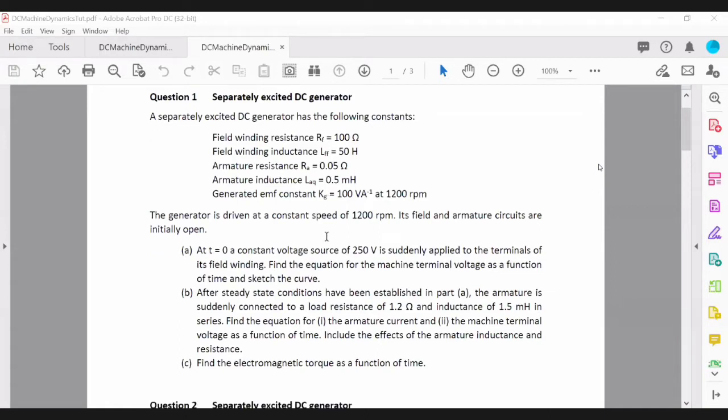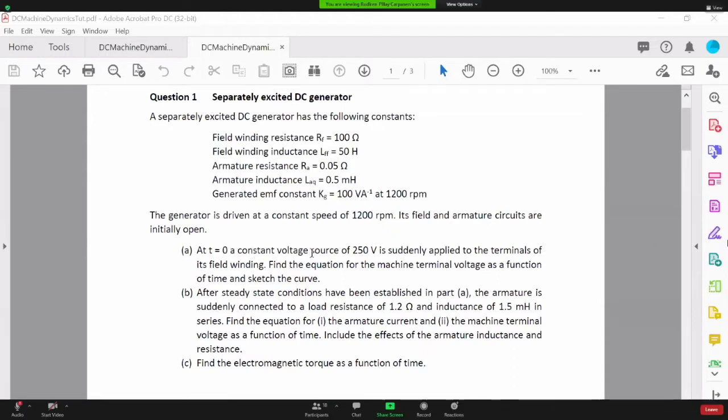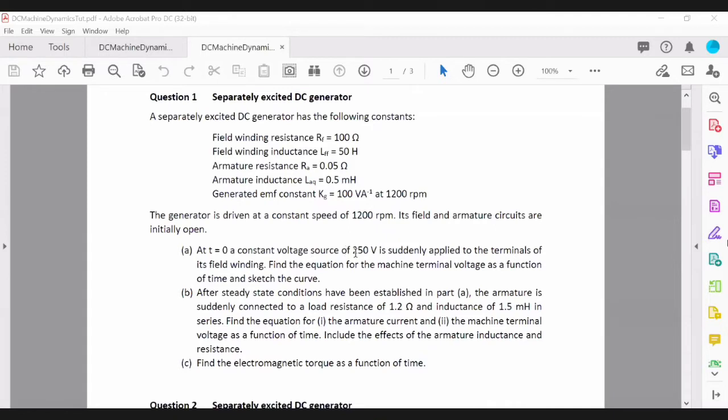We are also given the speed of the DC generator. And initially the field and armature are open. And at time t equals t0, basically we've switched on the supply, right? So we applied a 250 volt source to the terminals of the field winding, and we are asked to find the equation for the terminal voltage as a function of time, right?